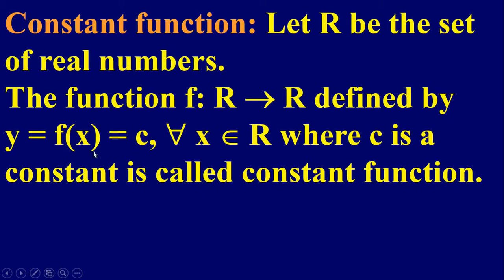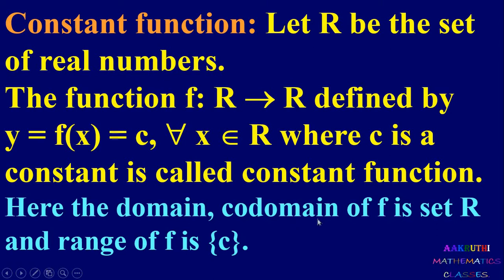Suppose it is y equal to 3, y equal to 5, or y equal to 0, or y equal to 2. All these are constant function. So here c is a constant, y equal to f of x equal to c is called a constant function. Here domain and codomain of f is set R and range of this function is set C. That is, this constant is only image. Therefore, the range of this function is set C.